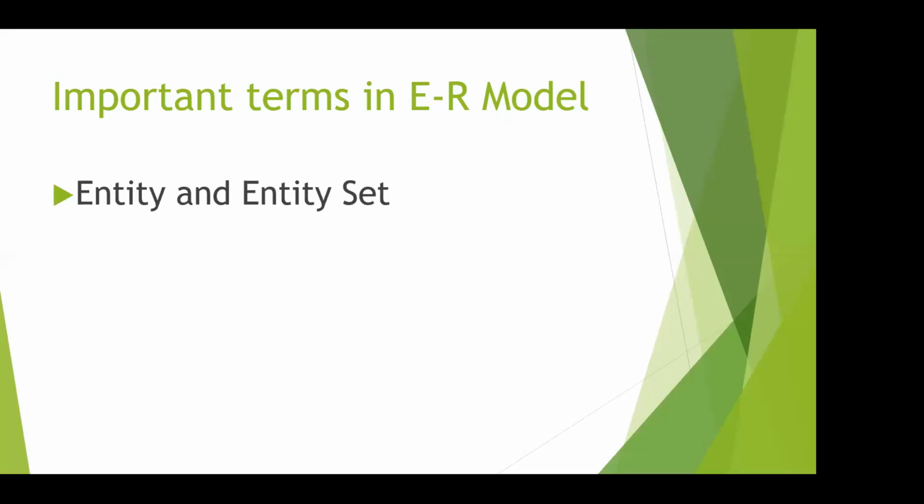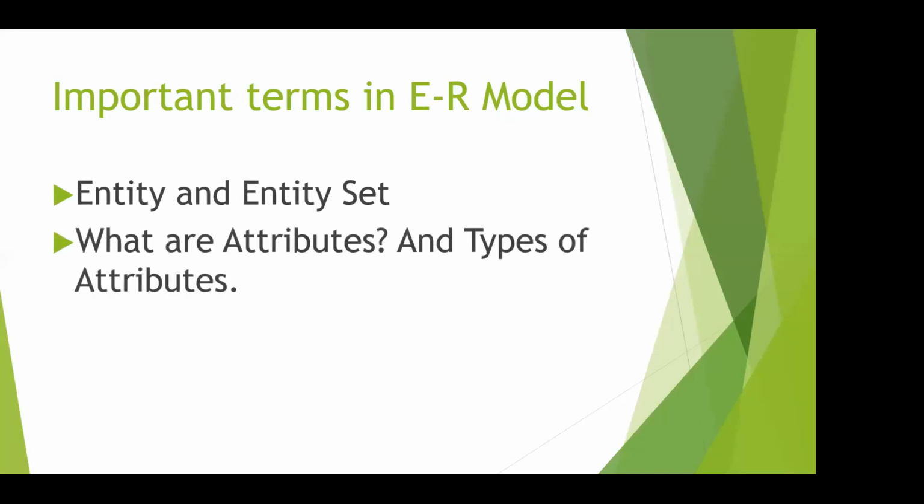Entity. So an entity set, you have to remember the term, and what are attributes and types of attributes, and what are the keys used in representing relationships, and relationships. Okay, so these four are very important terms in the ER model: entities or entity set, attributes and types of attributes, keys, and relationships. We will discuss one by one slowly.